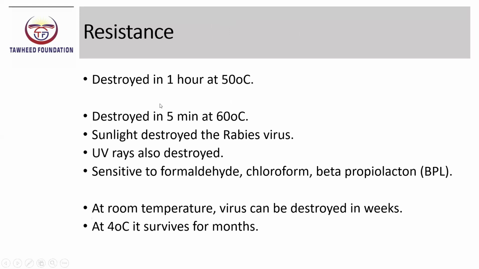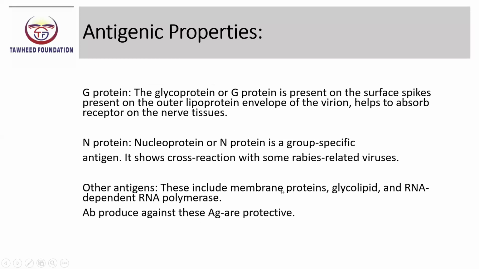Resistance. The virus is destroyed in 1 hour at 50 degrees Celsius and in 5 minutes at 60 degrees Celsius. Sunlight exposure destroys the rabies virus. UV rays also destroy it. It is sensitive to formaldehyde, chloroform, and beta-propiolactone, that is BPL. At room temperature, the virus is destroyed in weeks, whereas at 4 degrees Celsius, it survives for months.